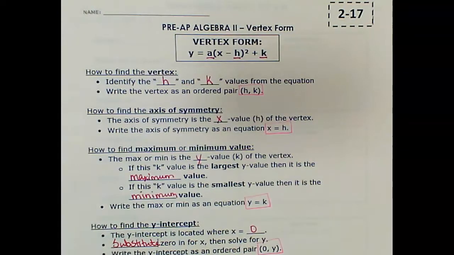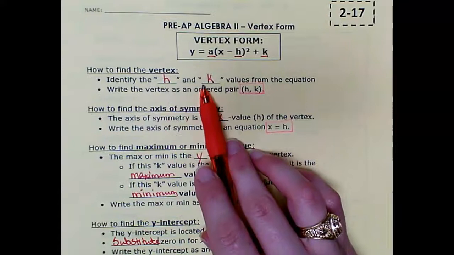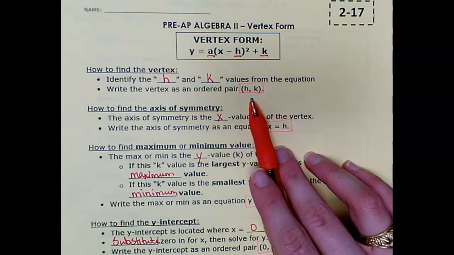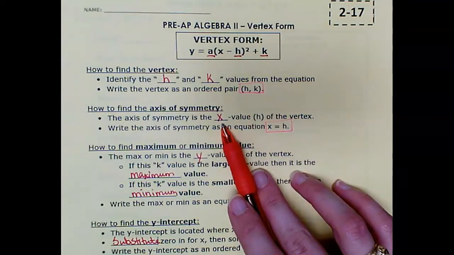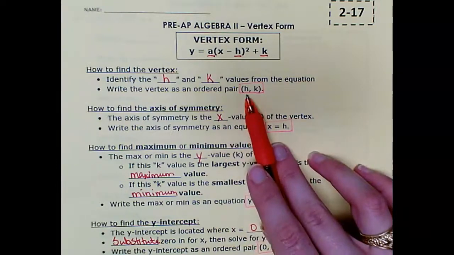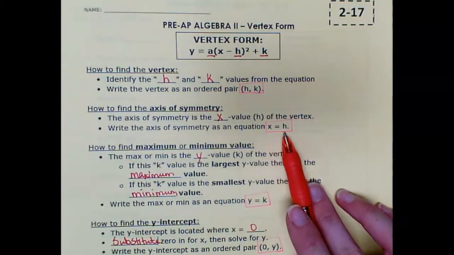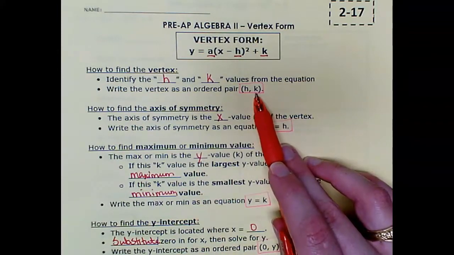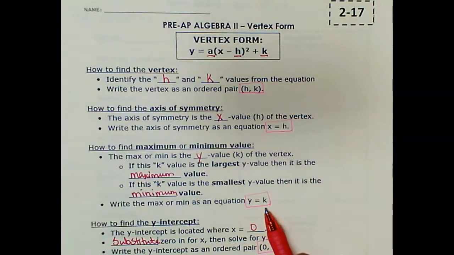Okay, so filling in the blanks should have been kind of familiar because a lot of the blanks are very closely related to what you filled in yesterday. Today, because we're talking about vertex form from the equation, you need to identify the h and k values from the equation and put them together to make the ordered pair for the vertex. The axis of symmetry, again, is the x value of the vertex, and you would write it as x equals, and then whatever that x value is. The maximum or minimum value is the y value of the vertex, so it's located right here. You write it as y equals, and then the y value.